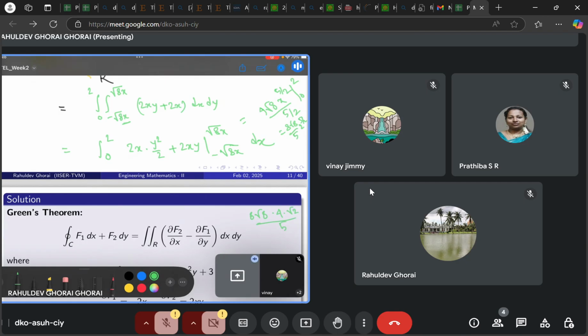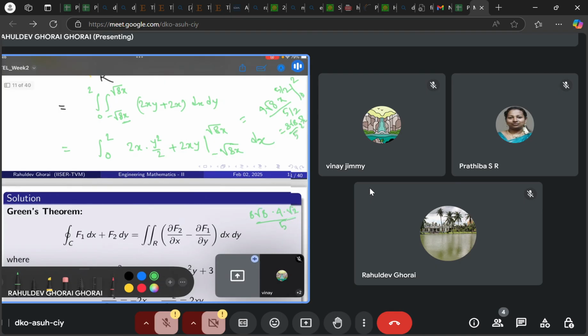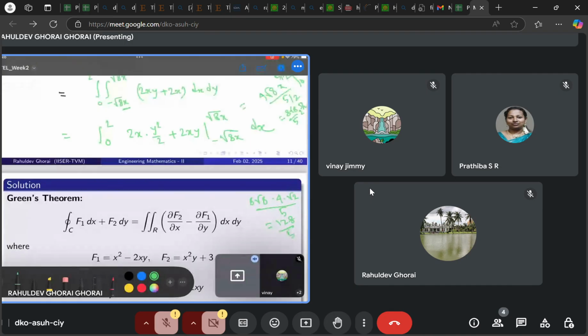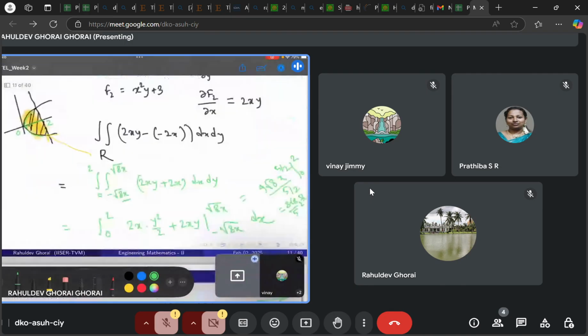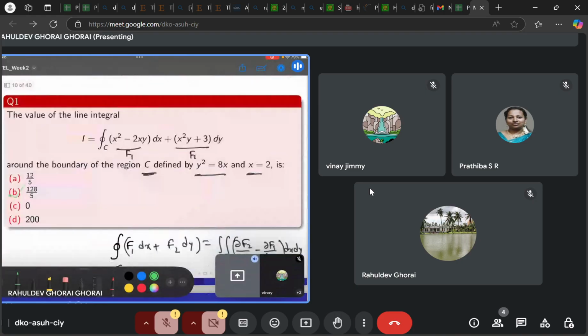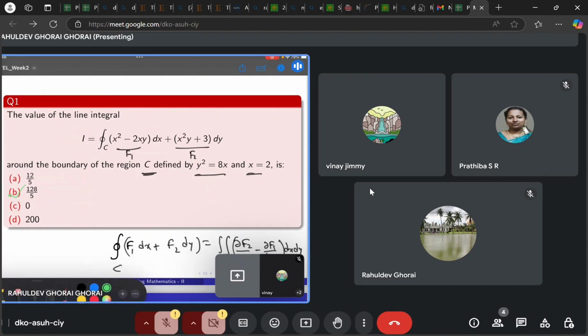So 8 into 4, 32, and times 4 will be 128 over 5. Whatever I got, that is the answer, 128 over 5. So this is correct. Option B will be correct. If you did not understand, please let me know. Is this okay? Can you follow me now?